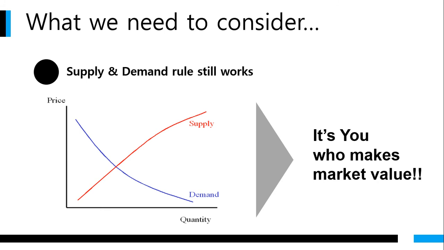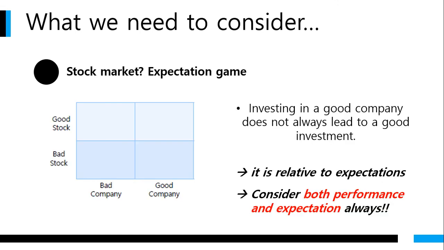The rule of supply and demand still works in the stock market because stock is one of the things. So it's all about expectation game. Good performance is not the same as good stock. It is relative to expectations of market or that company. The conclusion that I made now is that you have to consider both performance and expectation for the company always.